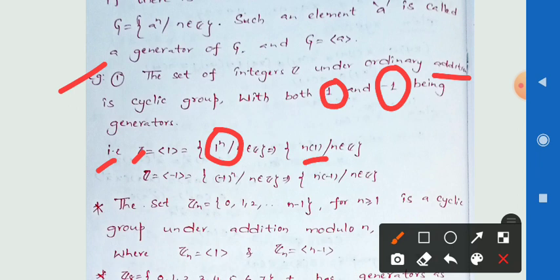Similarly minus 1 also generates the whole integer set. Z with generator minus 1 is equal to the set of all minus 1 power n such that n belongs to Z, that is equal to n into minus 1 such that n belongs to Z, meaning minus 1 is generating the integer set. Then we can conclude that 1 and minus 1 are the generators of Z. Then we can say that Z is a cyclic group.